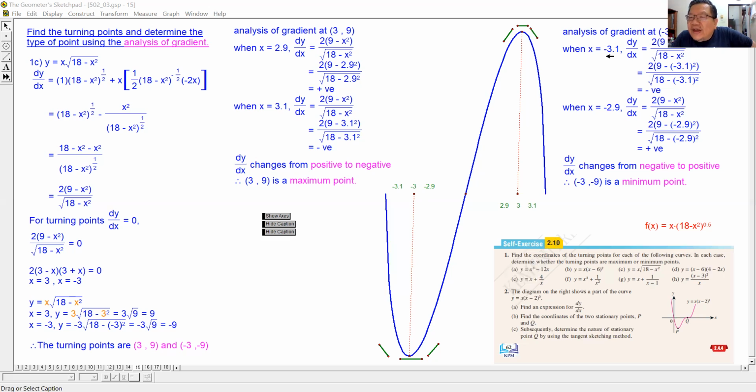So I'm going to use this -3.1 and substitute it into the equation. Substitute into the dy dx here. Now -3.1, when you square it, it becomes positive 3.1 squared. And 9 minus positive 3.1 squared, what do you think you will get? A positive number or negative number? The -3.1, when you square it, it becomes positive already. Then there's one more negative outside. So what do you think? Is this positive or negative?